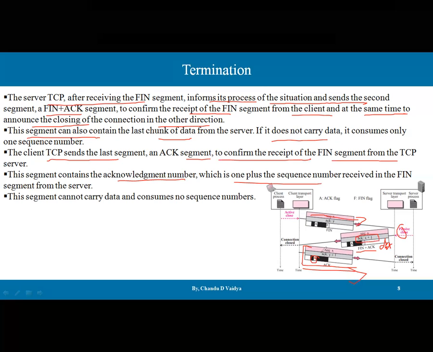So here again y plus 1 applies, because, let's say the server has sent 1000 as the sequence number. So here we have to send 1000 plus 1. This segment cannot carry data and does not consume any sequence number, because it is only a reply to the server. Then what happened with the termination?